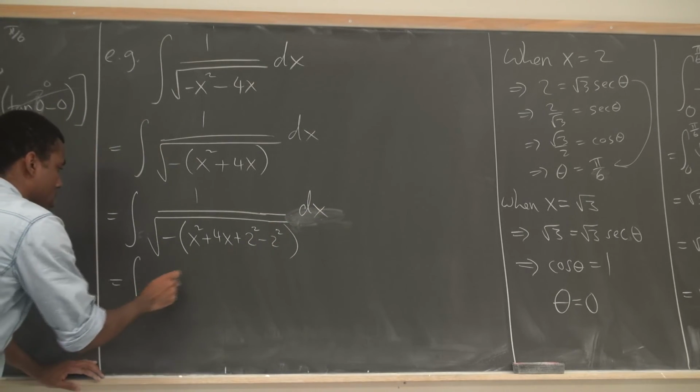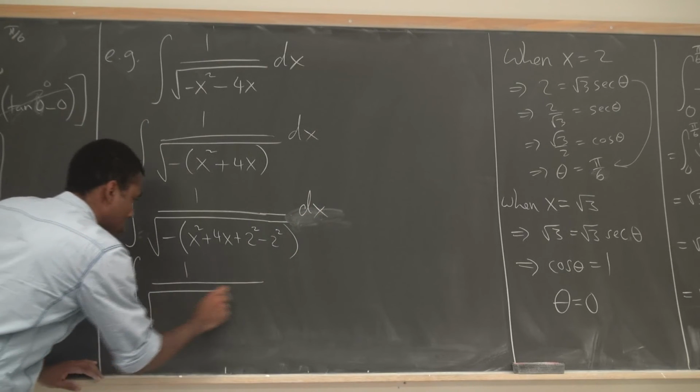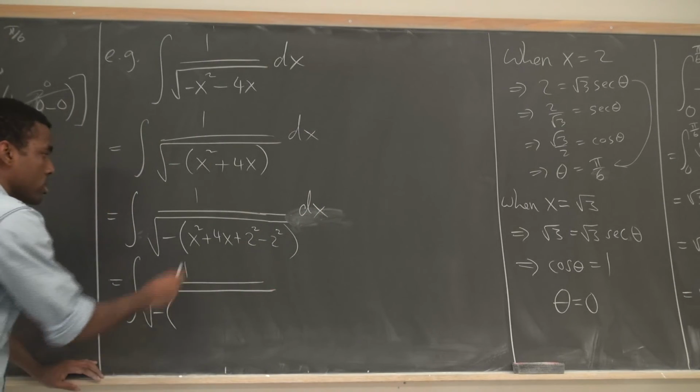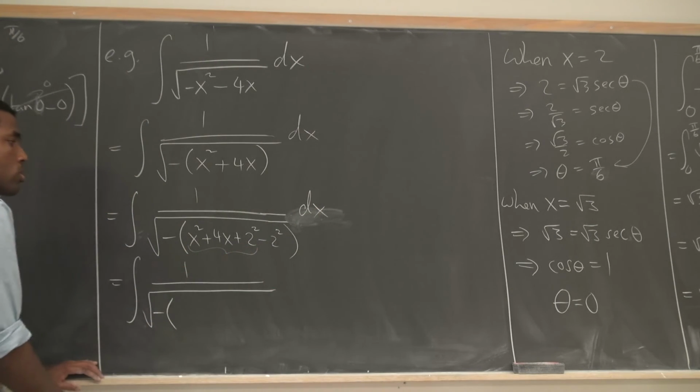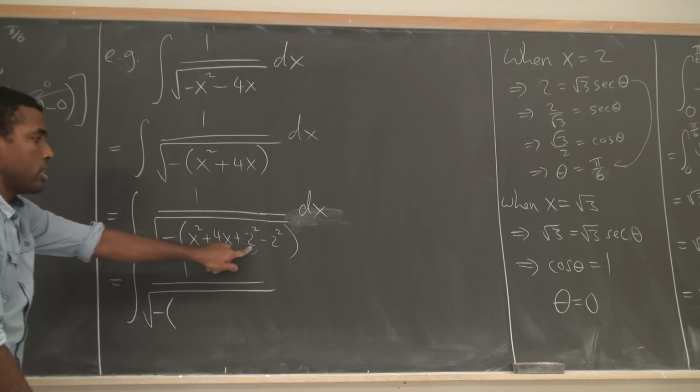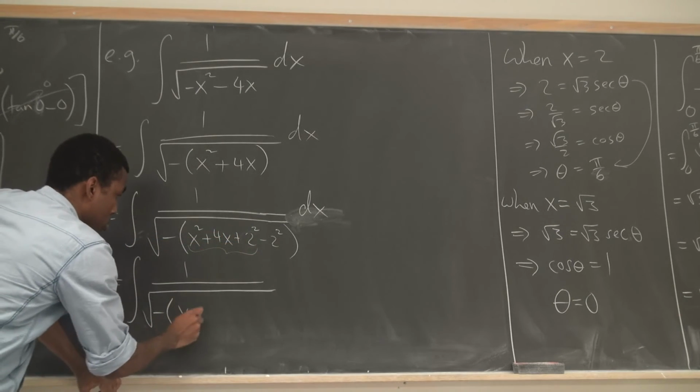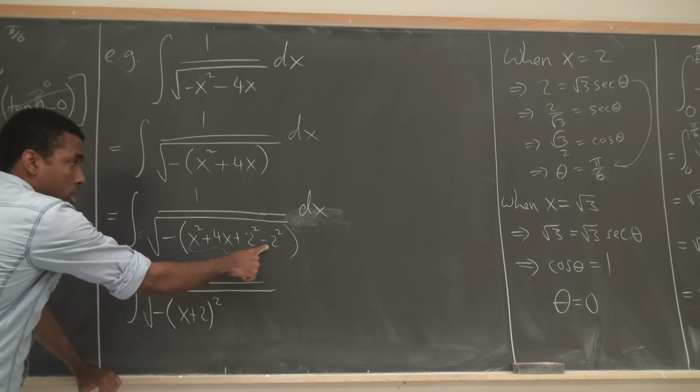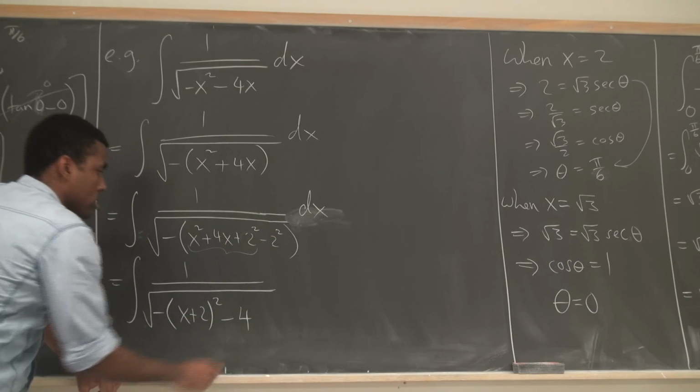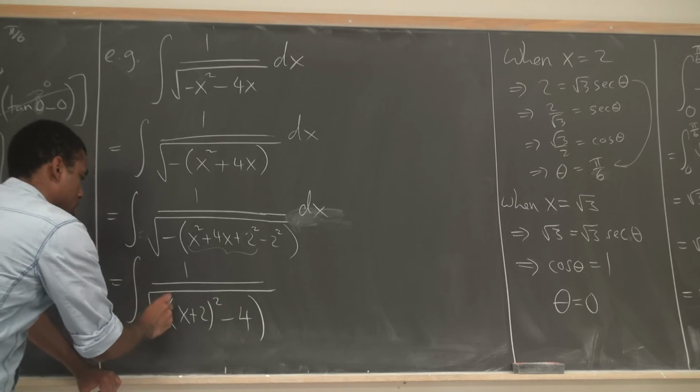So what's going to happen now? By doing this, your first 3 terms become a complete square. It's going to be x plus this guy, all squared. X plus 2, all squared. Here, 2 squared is 4, so that's just a minus 4. This is inside the brackets.